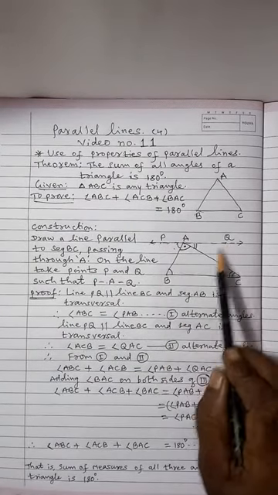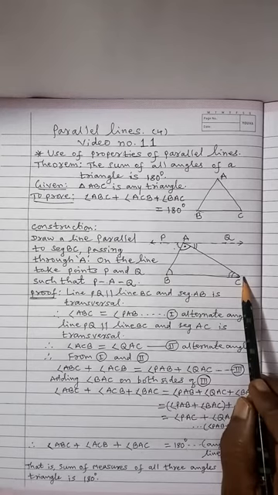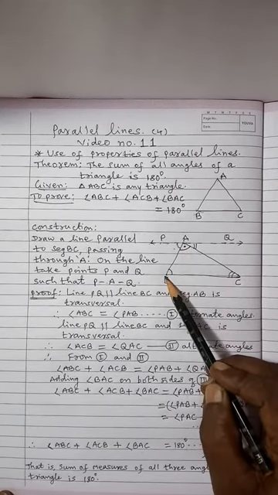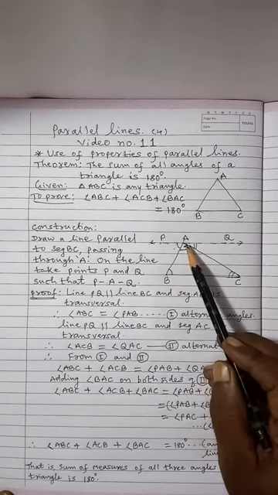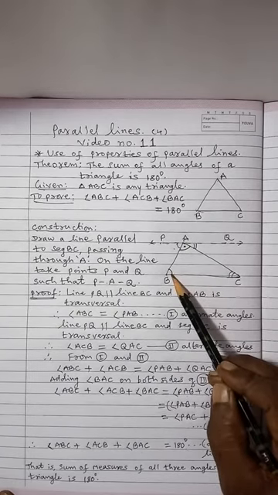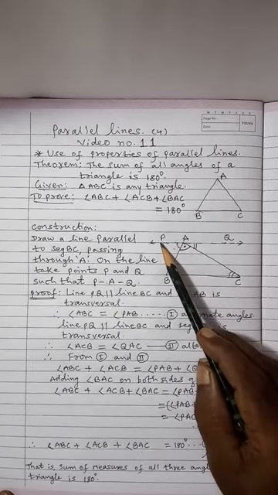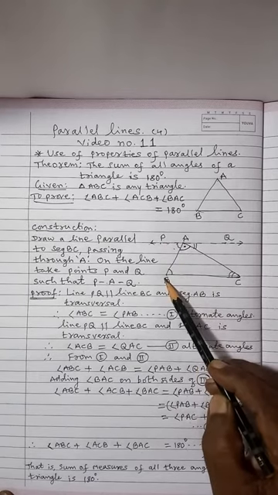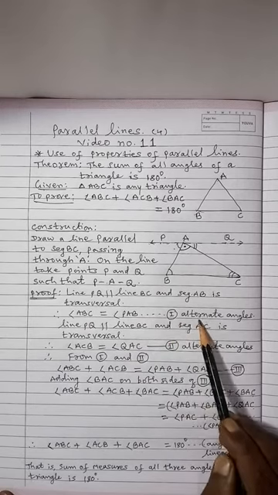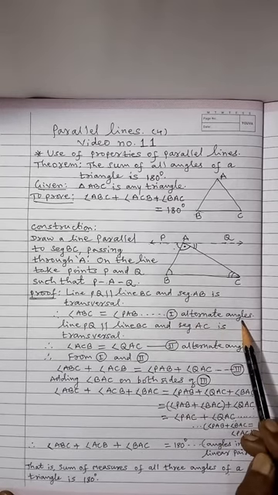Line PQ is parallel to line BC. Segment AB is the transversal. Therefore, measure of angle ABC is equal to measure of angle PAB. Yes, this is the result. Result number 1, reason: alternate angles.